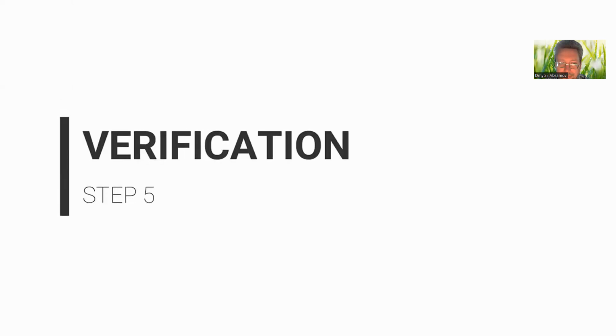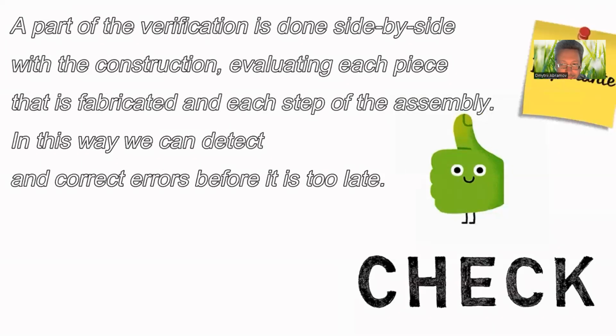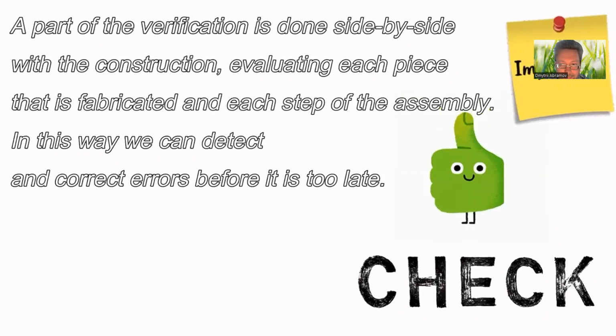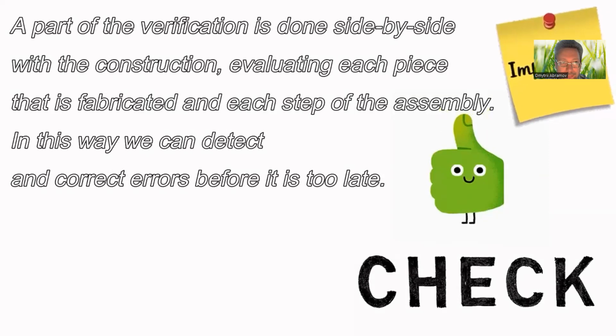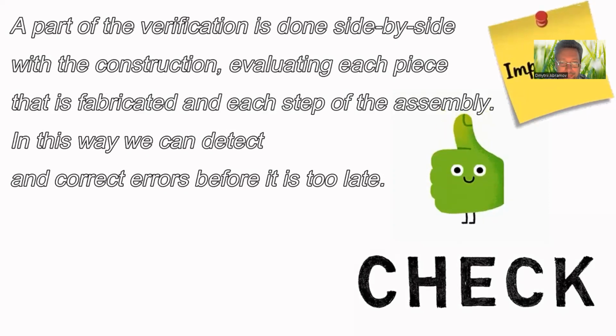The fifth step is the verification. Verification is important to assure us that the entire process has been developed correctly. A part of the verification is done side by side with the construction, evaluating each piece that is fabricated in each step of the assembly. In this way, we can detect and correct errors before it is too late.